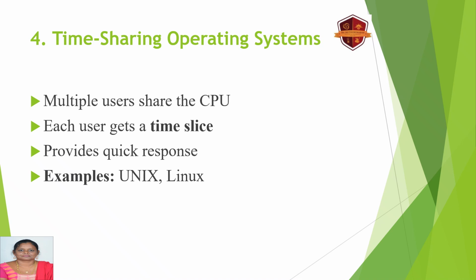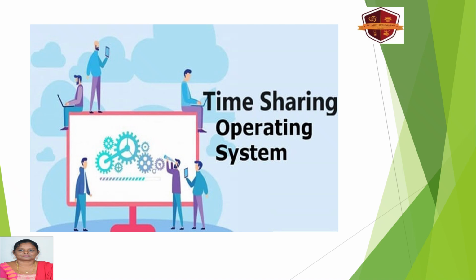In a time-sharing operating system, multiple users can share the CPU. Each user gets a time slice and can use the system during that time slice. It provides quick response. Examples of time-sharing operating systems are Unix and Linux. This is an example of a time-sharing operating system.